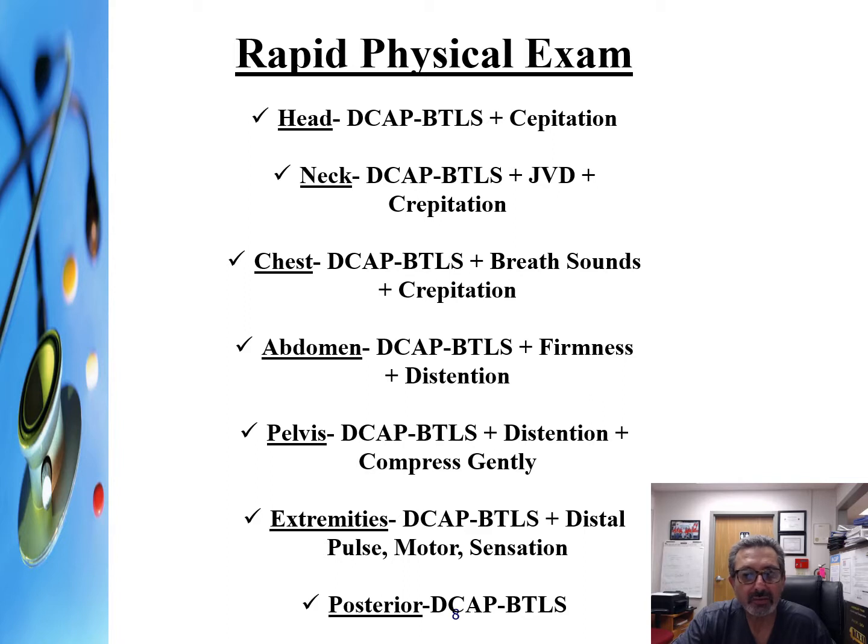When we get to the neck, I want you to see if there is JVD or if there is crepitation. The chest, I want you to start listening to breath sounds and see if there is crepitation. Abdominal, I want you to see DCAP-BTLS, then I want you to see firmness and distension. On the pelvis, you're going to do the DCAP-BTLS, but also you're going to see if there is distension, or compress gently down and see if everything is okay, feel it out. Extremities, you're going to do DCAP-BTLS on all of them, but you're going to do the distal pulse and motor and sensory. You're going to see if there is PMS on it. On the posterior, just take a look using DCAP-BTLS.